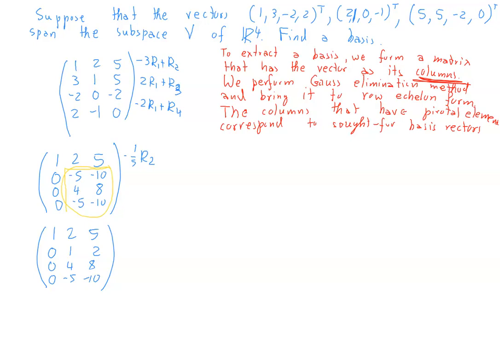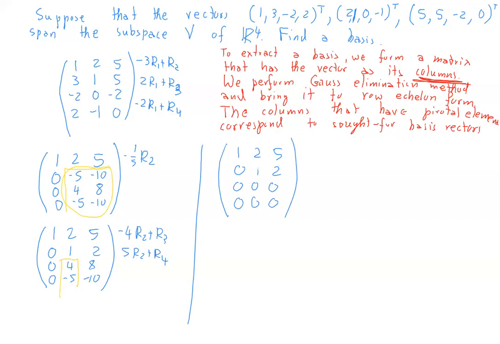So now what do I do? I need to eliminate these two, right? So I do -4 times ρ2 plus ρ3, 5 ρ2 plus ρ4. So what do I get? I get 1, 2, 5, 0, 1, 2, 0, 0, 0, 0, 0, 0. Yes. Okay, so now I'm done with my second row and second column.